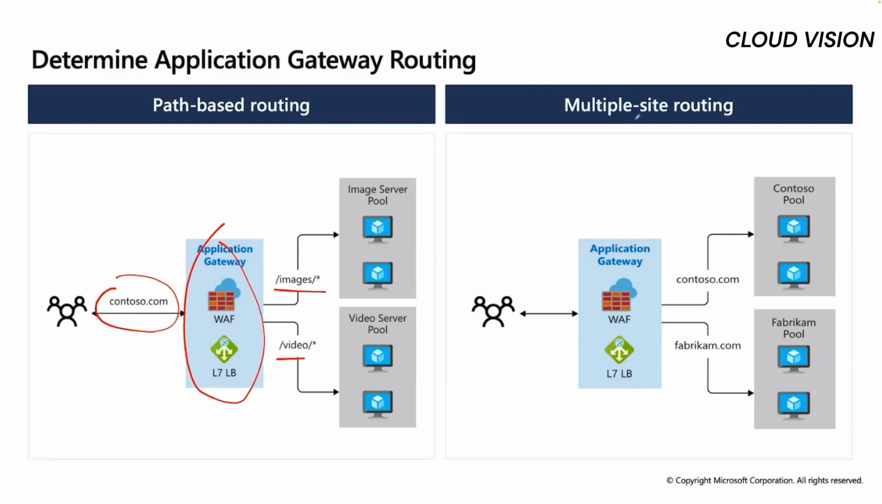In the multiple site routing, the request can come to application gateway and load balancer, but it uses the domain name to distribute to the pool. So that's a different domain, not a path, but a different domain itself. Okay. So you've got two types to remember: path and multiple site.